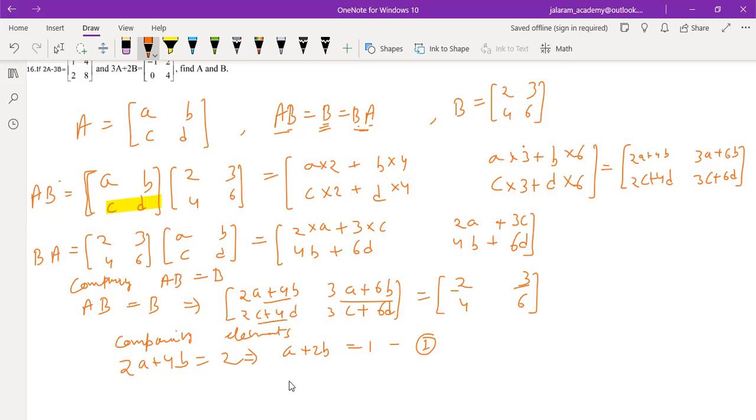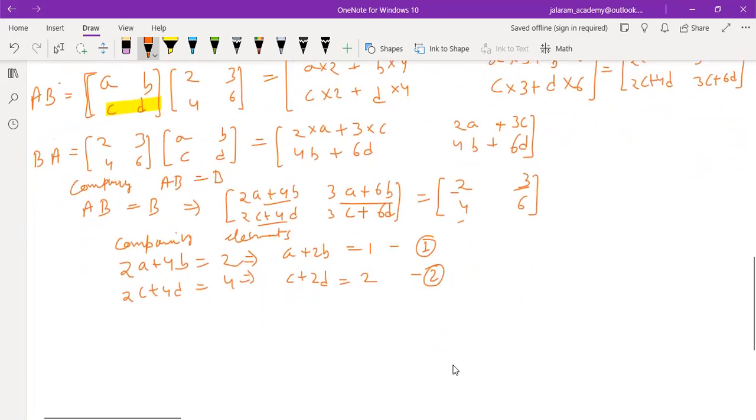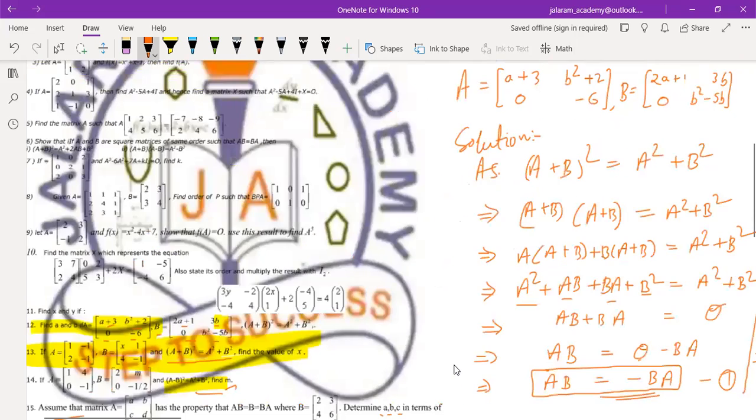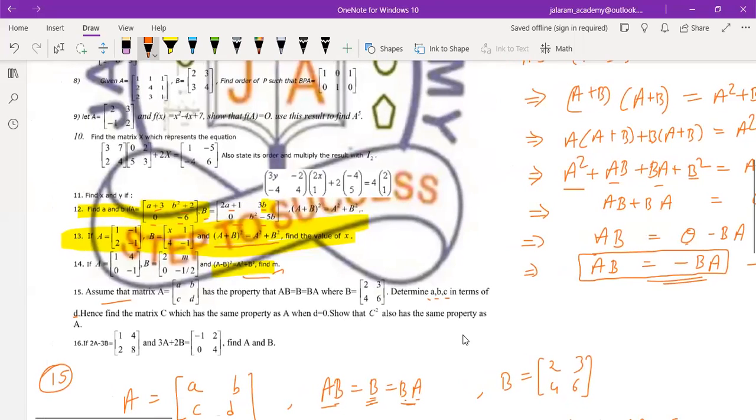So leave it. 2C plus 4D equals 4. Don't repeat the equations. Divide throughout by 2. It gives C plus 2D equals 2. This is equation number 2. Then we have to find A, B, C in terms of D only.